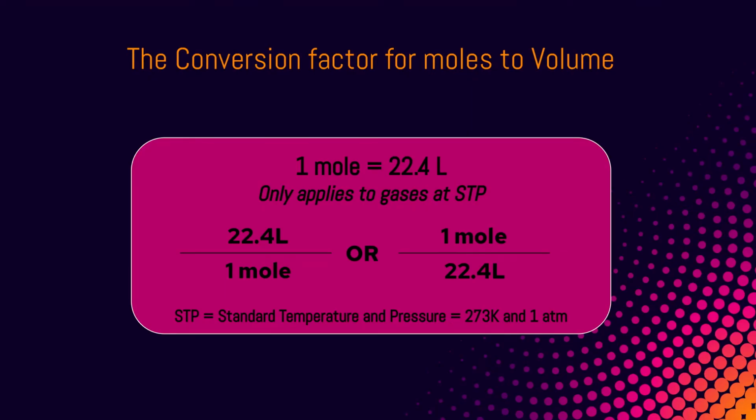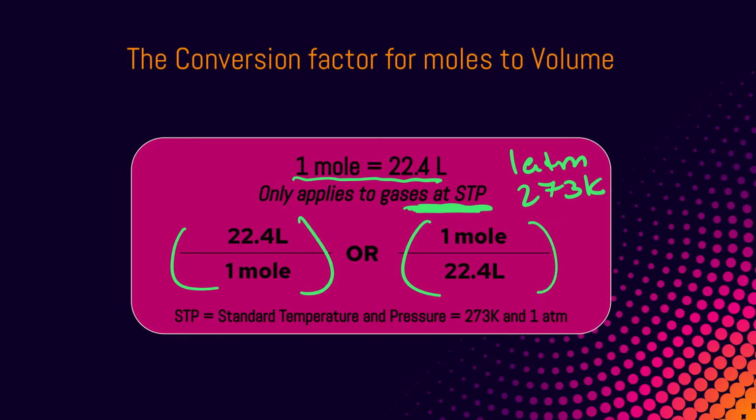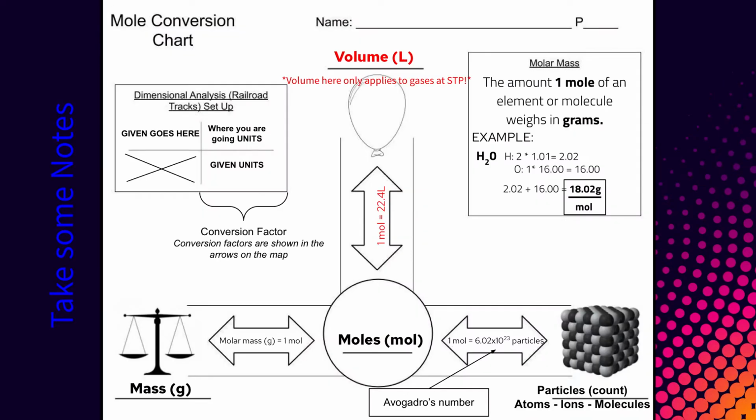So here's the conversion factor for moles to volume. 1 mole is equal to 22.4 liters, but recall, it's only at standard temperature and pressure, so 1 atm, 273 K. So 22.4 liters over 1 mole, or 1 mole over 22.4 liters. So on the map, we are going from moles to volume.